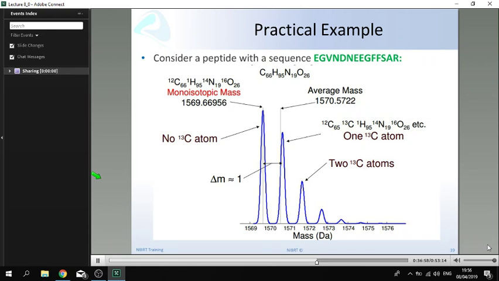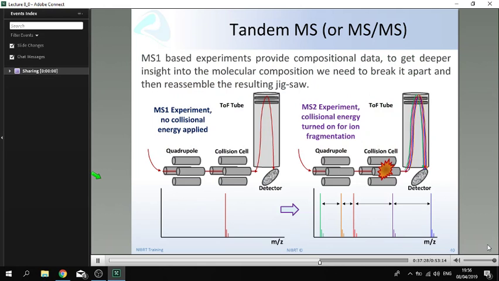If you're looking at a peptide with the sequence shown here, you can see that the most abundant peak would be the monoisotopic mass, but you can also see what the average mass would be. We would of course have some of these peptides that contain one C13 atom, and some that contain two C13. Even though the mass difference between them is quite small, if your mass spectrometer is powerful enough, you can actually see the difference, and you can see this nice separation of peaks between them.